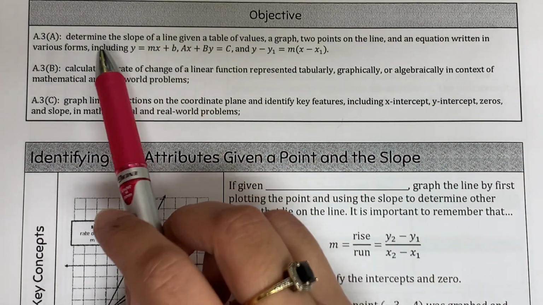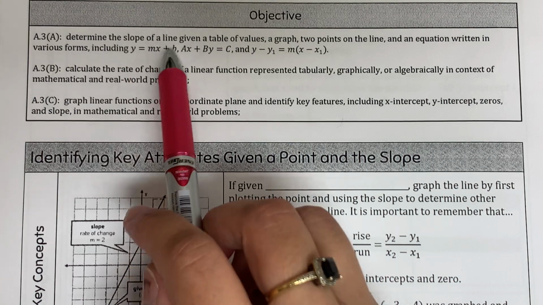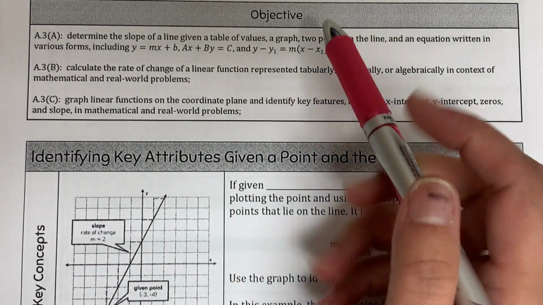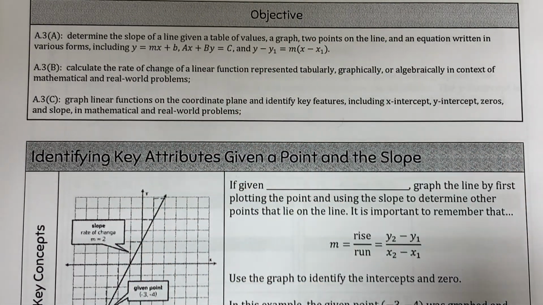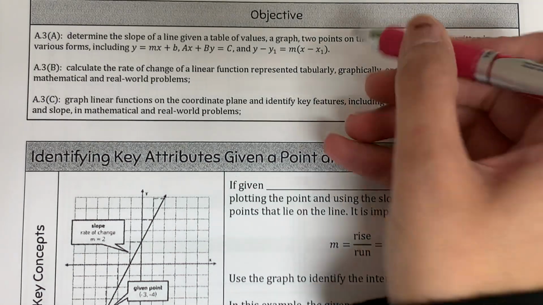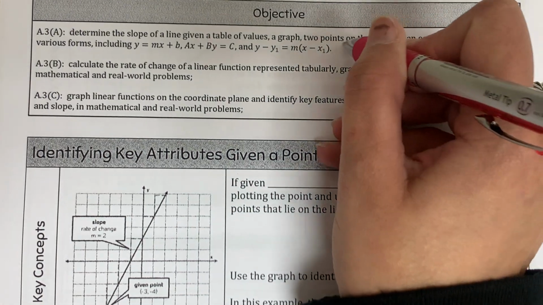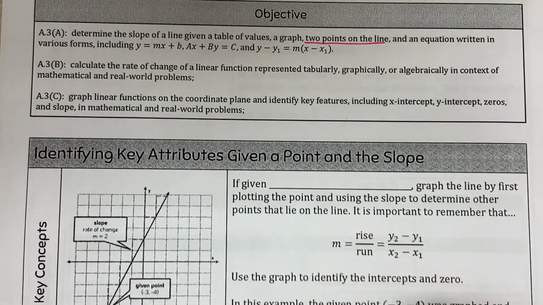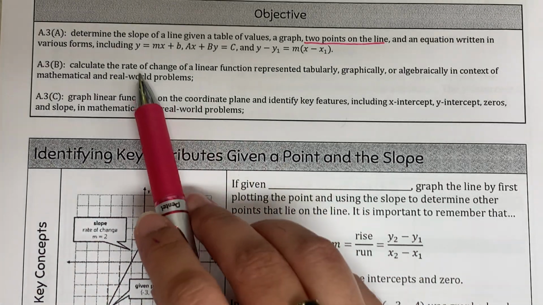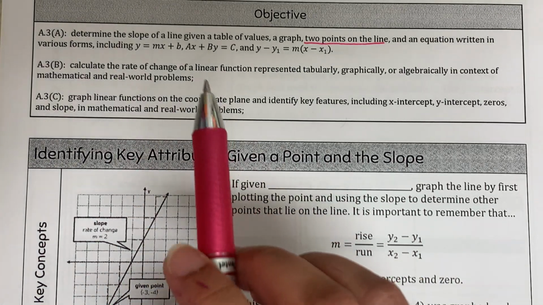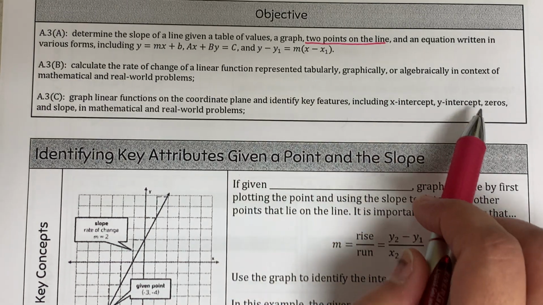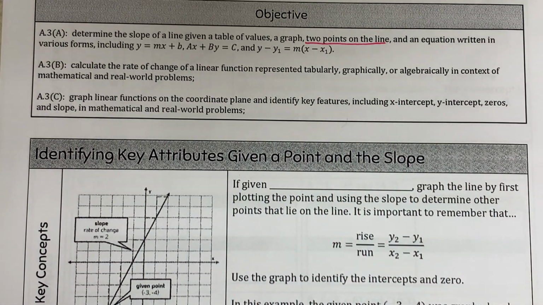The objective for today is we're going to determine the slope of a line given a point and maybe 2 points. So that's what we are doing mainly. And we are going to again identify the rate of change, the x-intercept, y-intercept, and zeros. So pretty much this is easy and it's not that difficult.